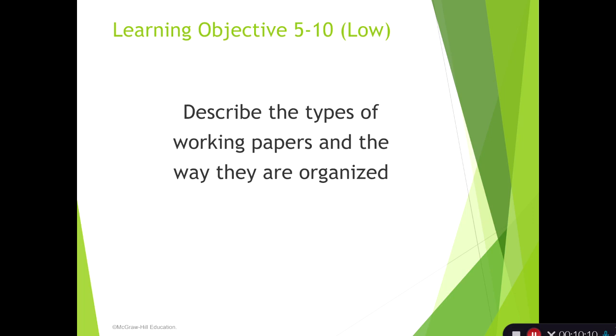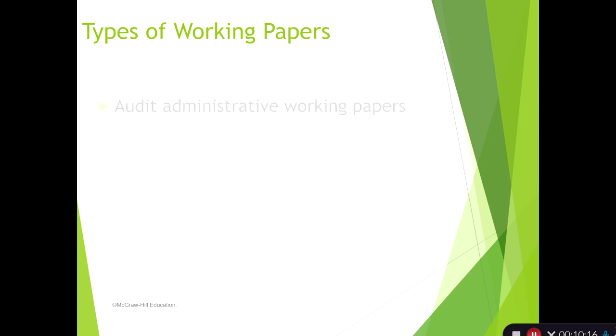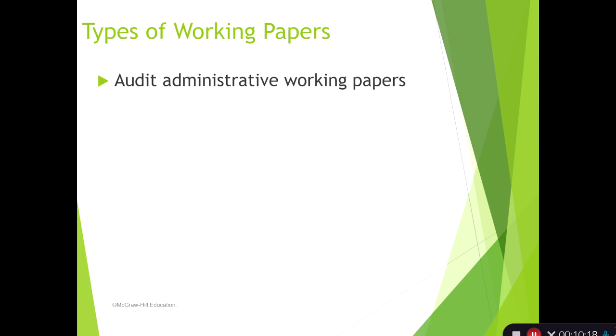All right, so our last learning objective is thinking about different types of working papers and how they're organized. Again, I'm not going to spend a lot of time on it because this is low, but you can imagine there's different levels, administrative things like the budget for the engagement, who's on it, the working trial balance.